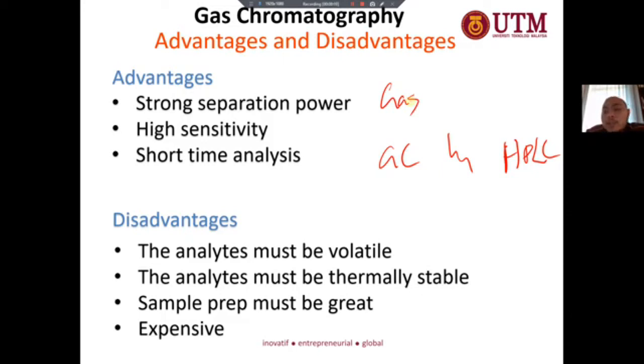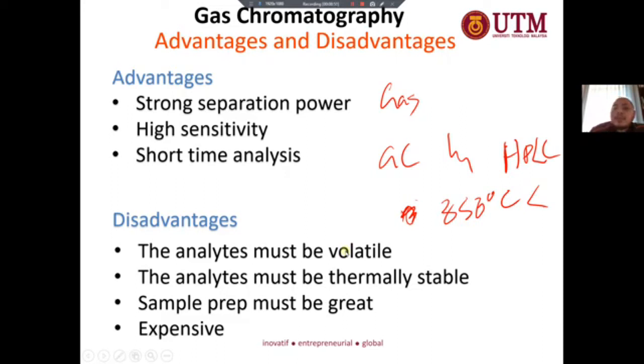If the analytes are not able to be volatilized, the problem is that the analytes cannot be brought from the injector to the detector. The analyte will be stuck in the column. Normally the max temperature of the column is usually 350 degrees Celsius. So gas chromatography is suitable for analytes less than 350 degrees Celsius. If the analyte is not able to be volatilized, we need to submit it for the HPLC. Then the analyte must be thermally stable.